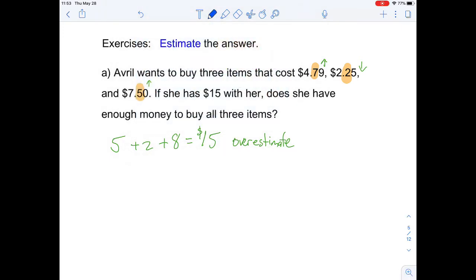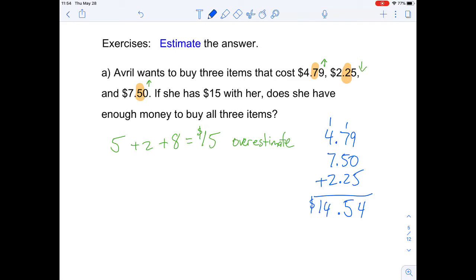Let's see if we could figure out what the real answer is, because it seems really close. 225. So 9 plus 5 is 14. 1 plus 7 is 8, plus 2 is 10, plus 5 is 15. 1 plus 7 is 8, plus 2 is 10, plus 4 is 14.